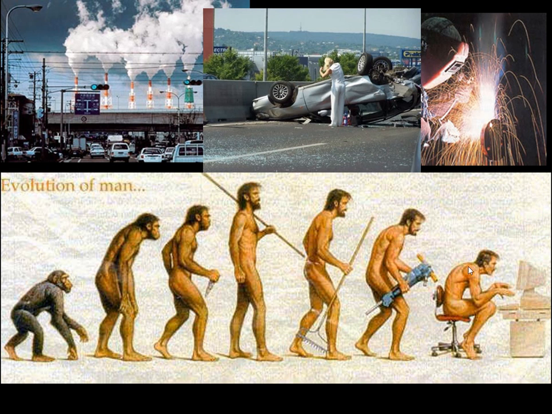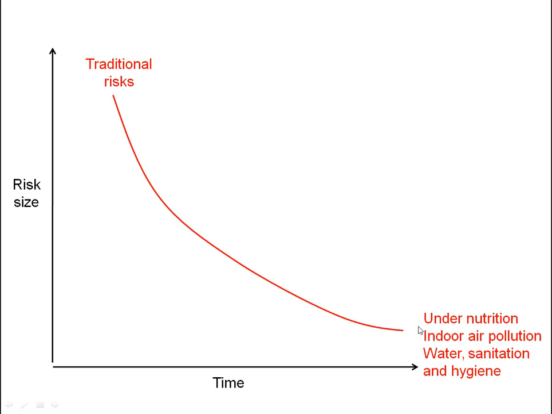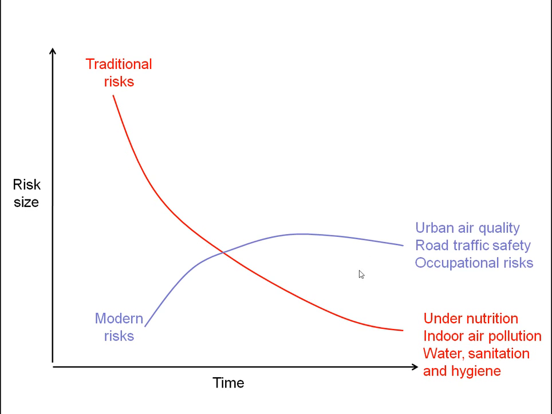So we then continued to evolve to now a much more sedentary lifestyle or occupation. So we then developed these modern risks, i.e. things like urban air quality, road traffic safety, and occupational risks, which were low in the past, where traditional risks were the highest risk size. They then increased and then plateaued and now are beginning to increasingly tail off.